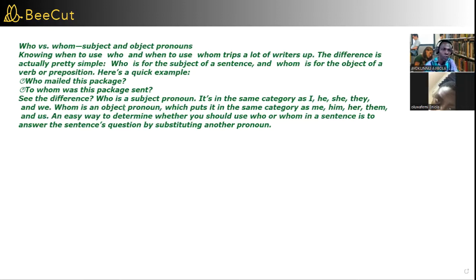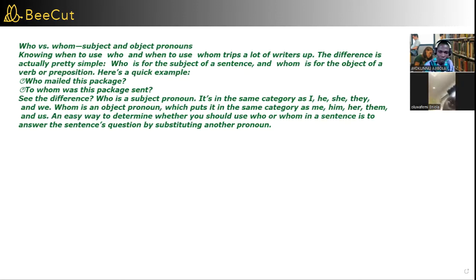Now see the difference. Who is a subject, that is, we use who to refer to the subject of a sentence, and it's in the same category as all these personal pronouns like I, he, she, they, and we. While whom is an object pronoun, which is put in the same category as me, him, her, them, us. Are you taking note of that? Yes, sir. So, an easy way to determine whether you should use who or whom in a sentence is to answer the question by substituting another pronoun.